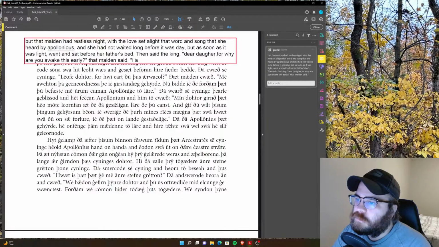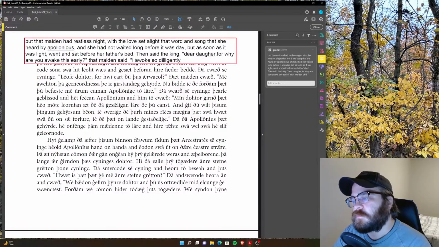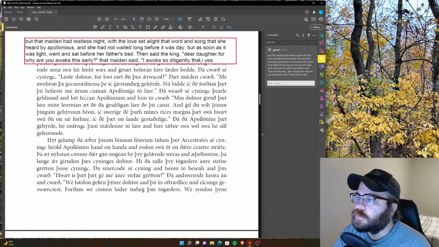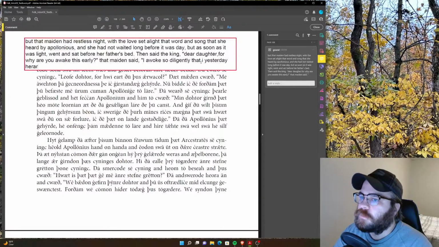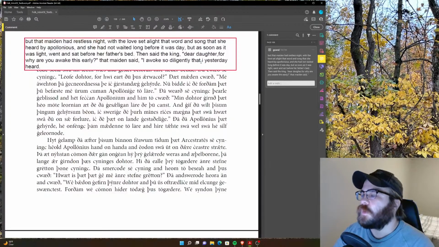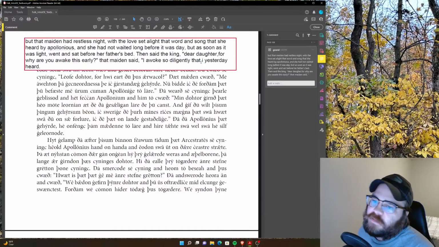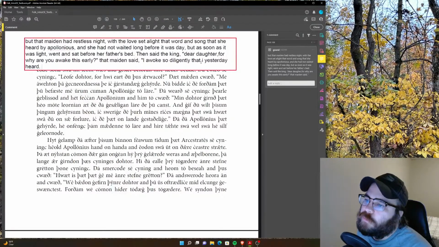We're gonna fudge it, guess. I awoke so diligently that I yesterday heard. Nubida ich than that du befest me urum kuman Apollonia tular.